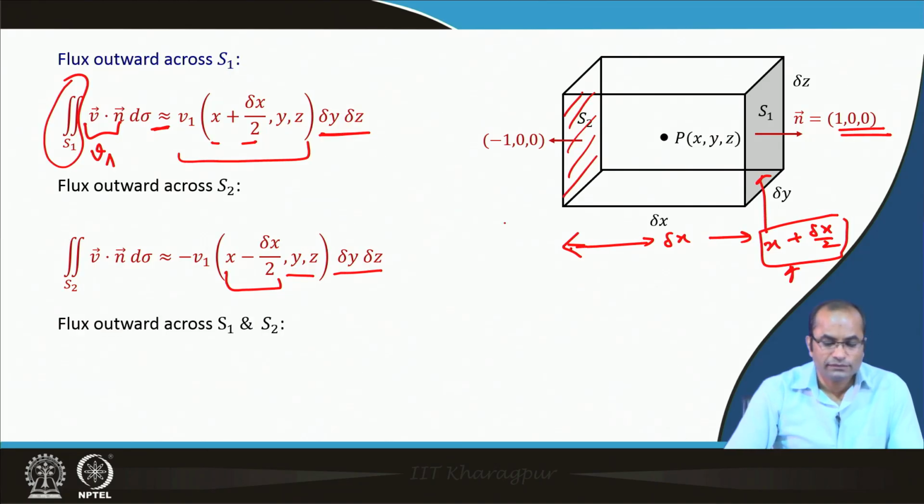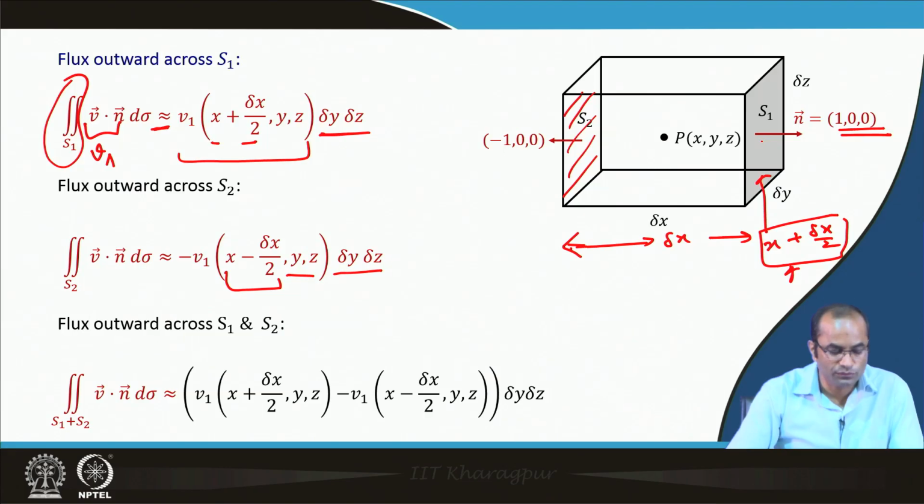Now, if we add these two, that means the flux outward across these two faces S1 and S2, we have v1 and then minus v1 again at x minus delta x by 2. In these two, the first argument of v1 varies: this is x plus delta x by 2, and we have x minus delta x by 2.